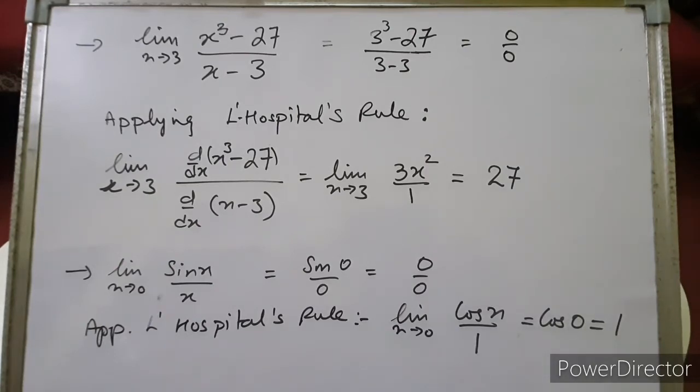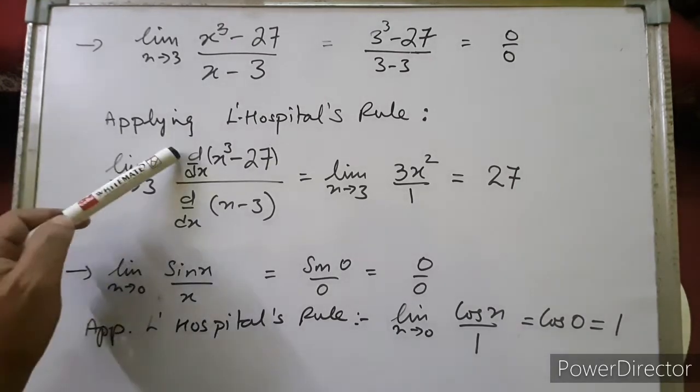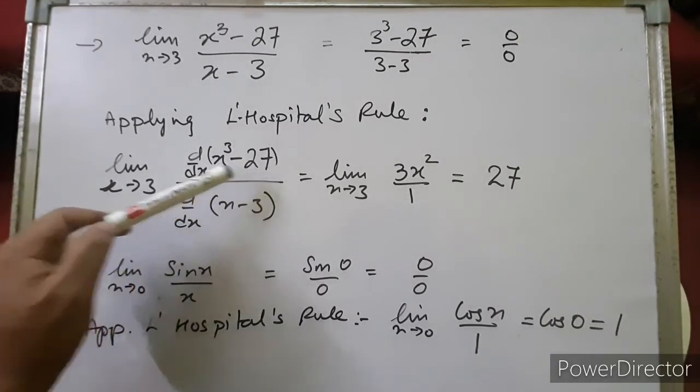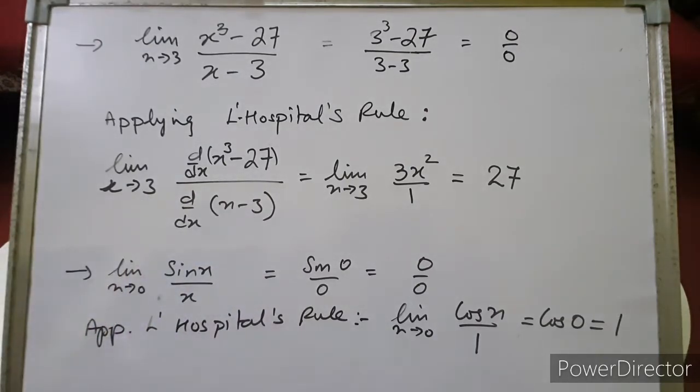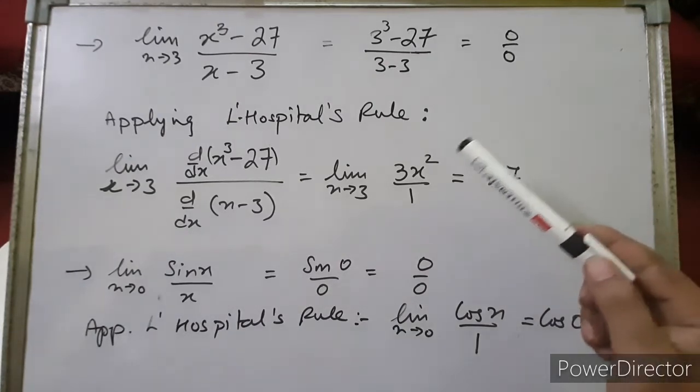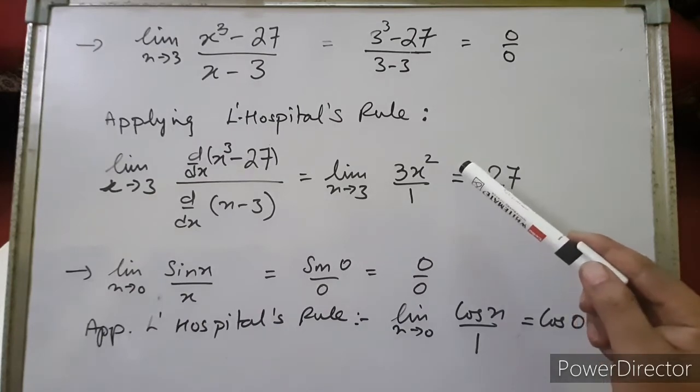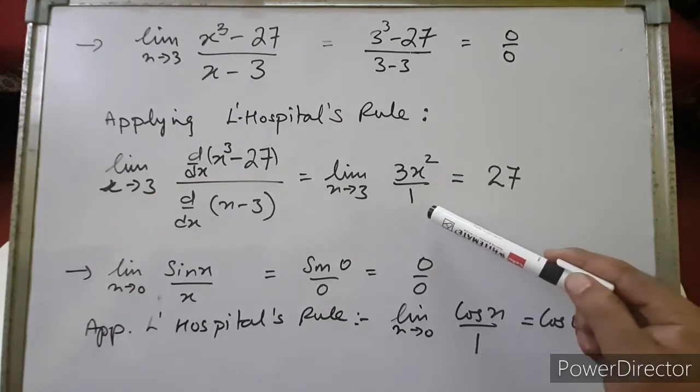Now what will we do? We'll apply L'Hospital rule. In L'Hospital rule, we separately differentiate the numerator and denominator. That means limit x tends to 3, d by dx of (x cube minus 27) and d by dx of (x minus 3). We are differentiating numerator and denominator separately. So when we differentiate the numerator, children, what will we get? 3x square. And when we differentiate the denominator, we'll get 1.